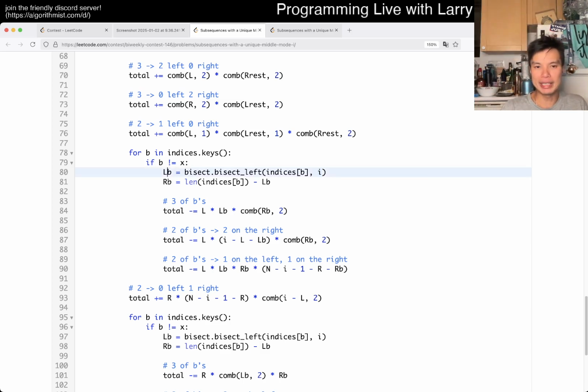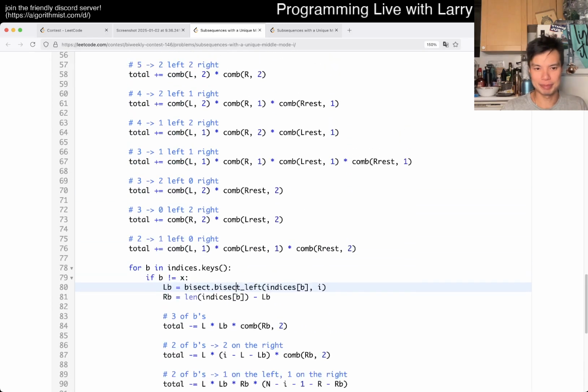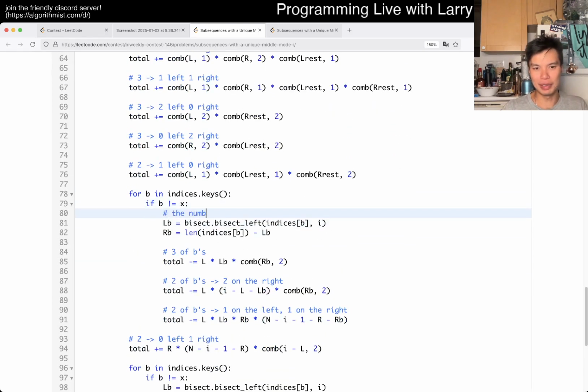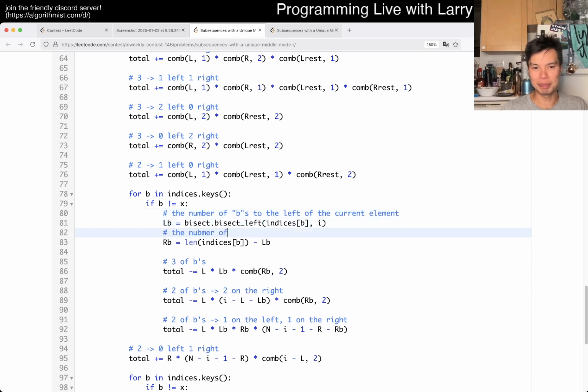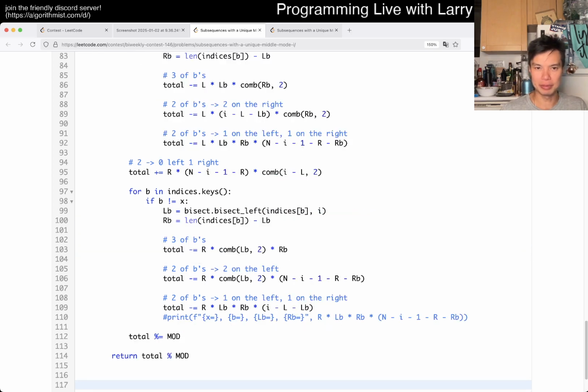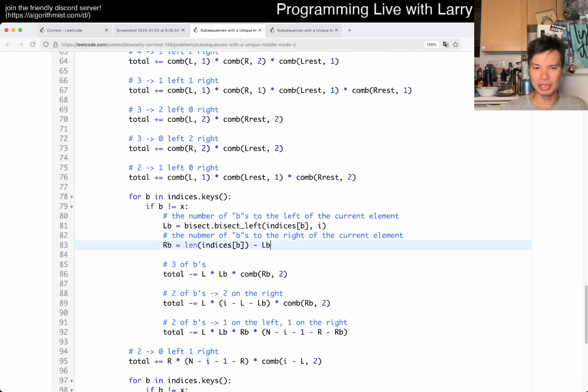And yeah, LB is the number of B's to the left of the current element, and the number of B's to the right of the current element. And that's really the idea behind this, right? And you could work these out too, though I kind of made a mistake here before. But yeah, here again you can add the choices to make it a little bit more clear.